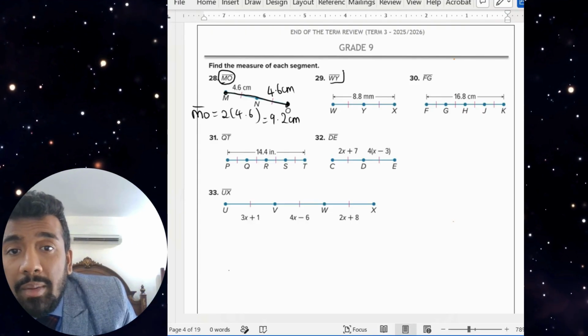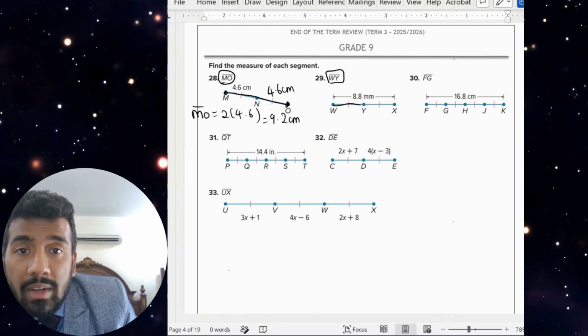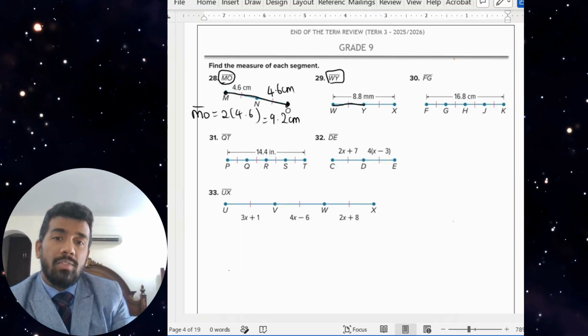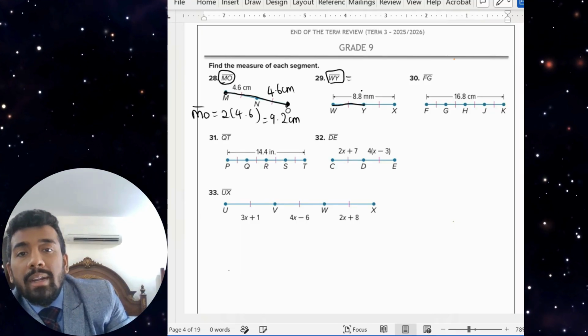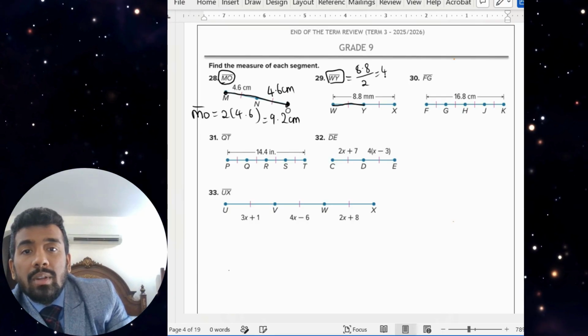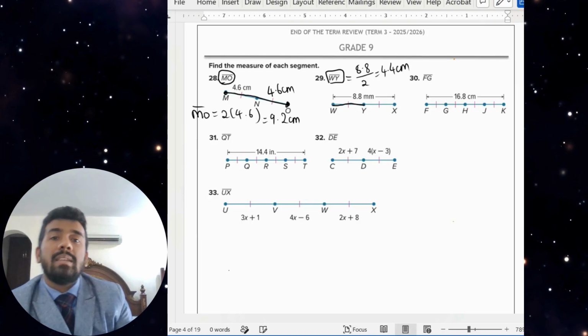Same here. What do they want? WY. Now where is WY? Here to here. And that's not full. That's half of the full. So how will you get WY? Take half of this 8.8. So half of 8.8 is what? 4.4 centimeter.